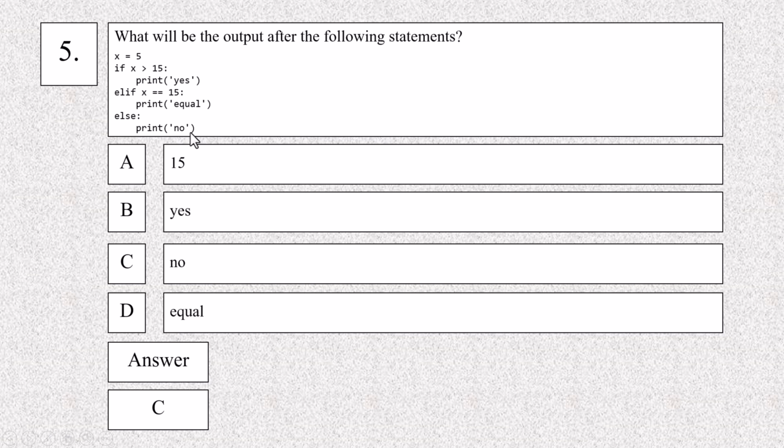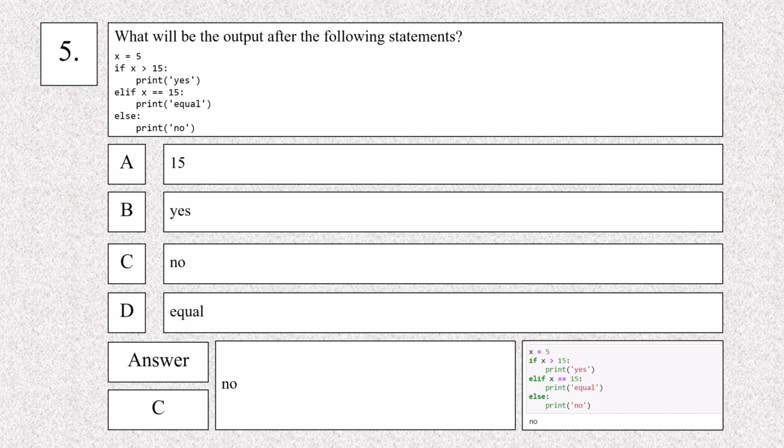For that reason it will print no, that is option C. And if you run it in the Jupyter notebook, you will be able to see the output as no.